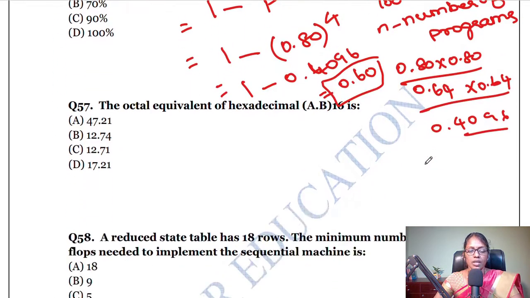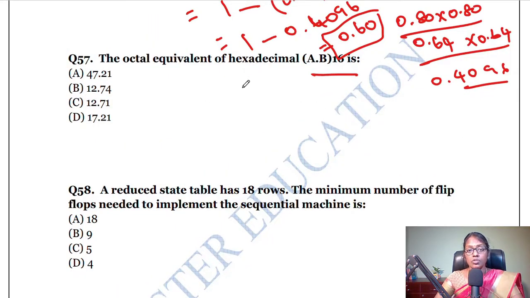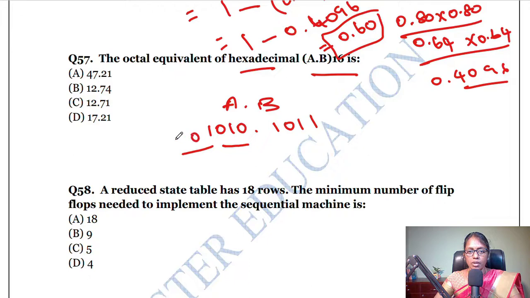With your 4 programs in memory and 80% average IO wait, the CPU utilization is 60%. The next question is the octal equivalent of a hexadecimal number. I already told you that to convert hexadecimal into octal, first you have to convert it into binary. So A means 10, 10, 10, and B means 11, so 10, 11. Now you have to group into 3 bits to convert into octal.